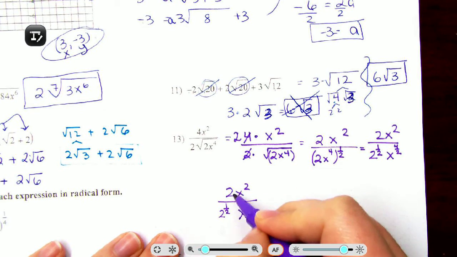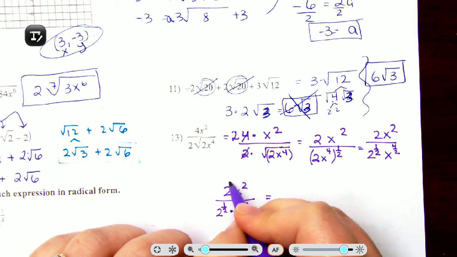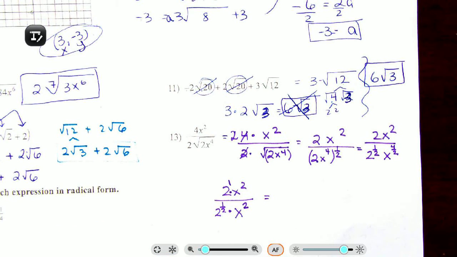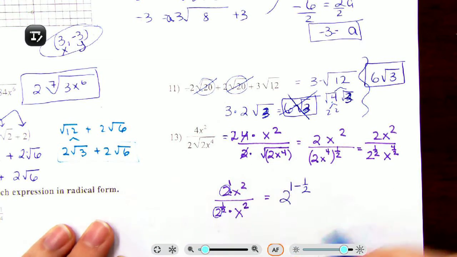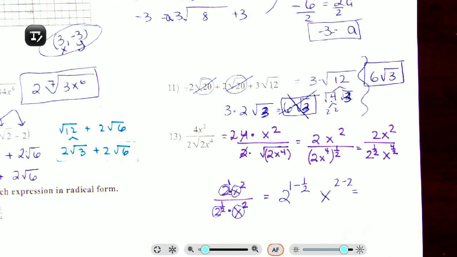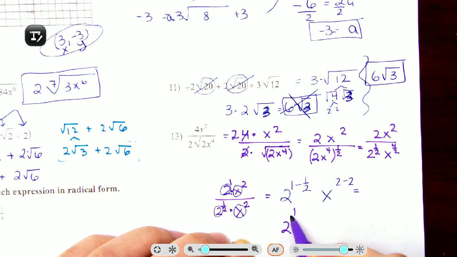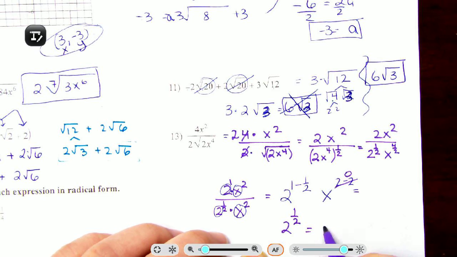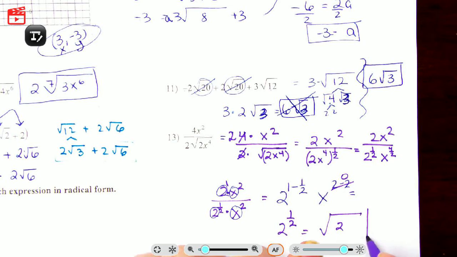So again, since this is multiplication, this is division, this is basically saying that we're going to subtract our exponents when the bases are the same. So we have two bases that are the same. We have 2, these two are the same, so we're going to subtract the exponents. Then we have another pair of bases that are the same. We're going to subtract the exponents. So 2, 1 minus 1/2 is just 1/2. 2 minus 2 is 0. Anything raised to the 0 power is 1. So this here is just the square root of 2.